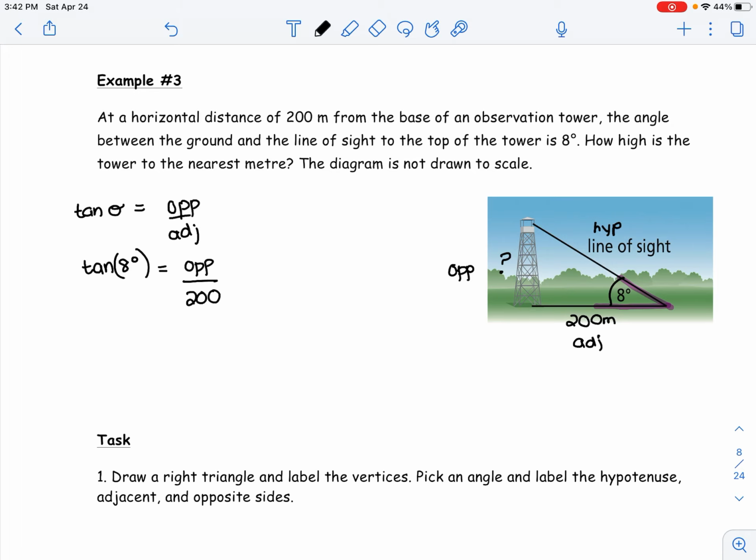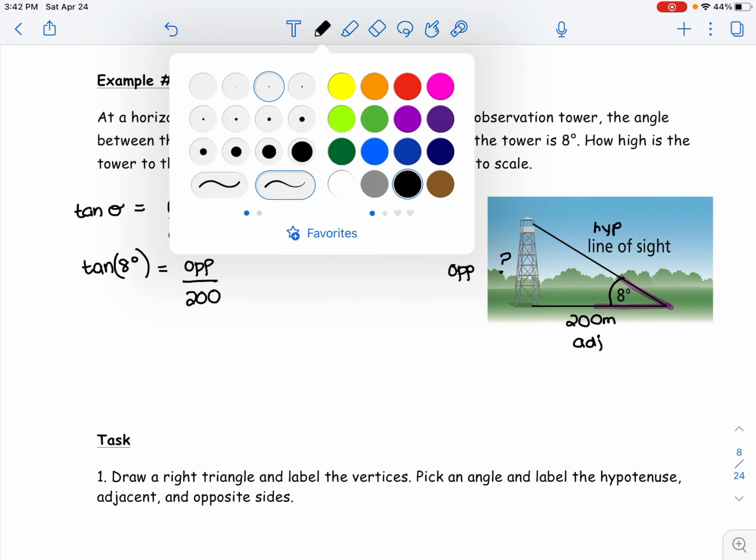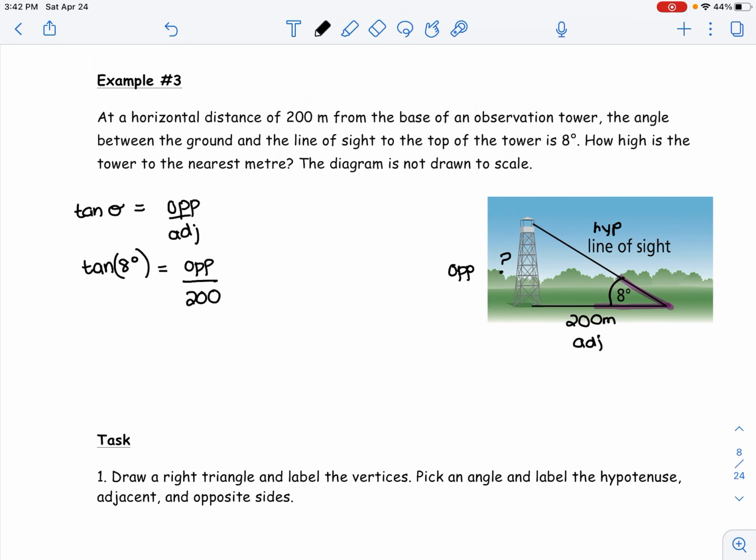These ones are pretty basic because we're just trying to get OPP by itself by getting rid of the division of 200. Do you see how it's dividing by 200, which means we need to multiply both sides by 200? So it's dividing by 200, and you multiply both sides by 200.